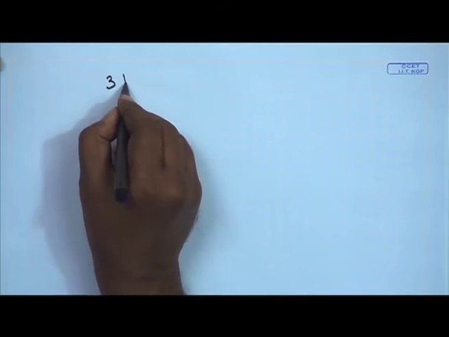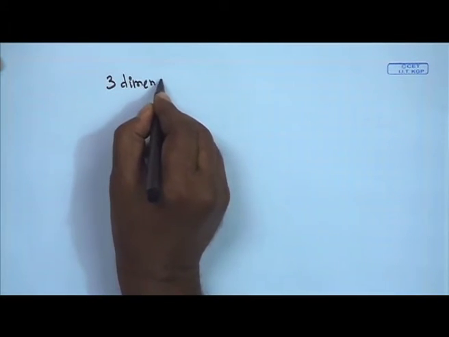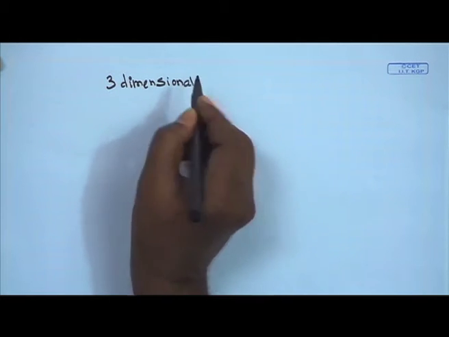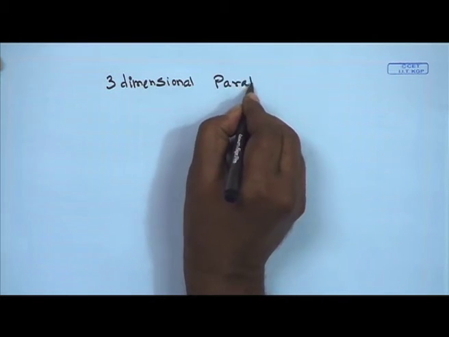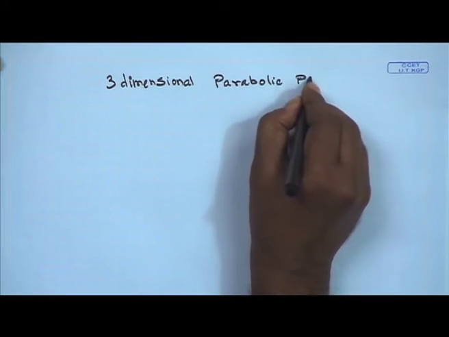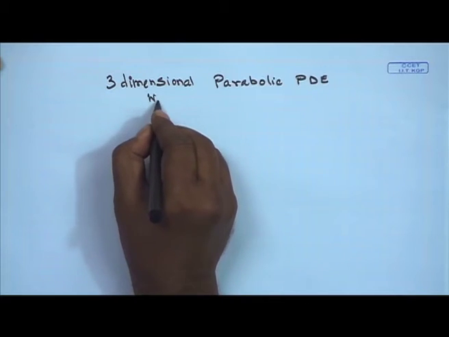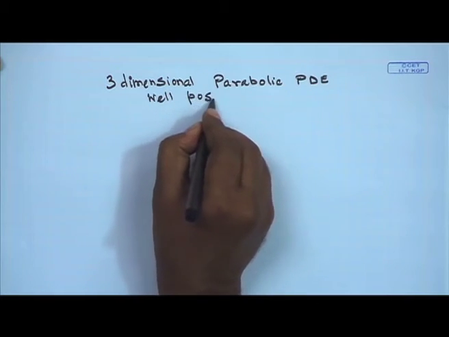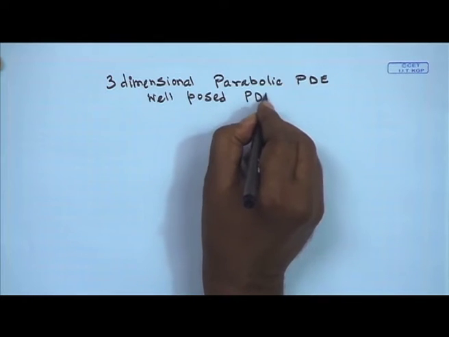Now, in today's class we will be finishing it and see how the solution will evolve using separation of variable, and after that we will be looking at a four-dimensional problem. Okay. So, let us look into a three-dimensional parabolic PDE, but which is a well posed PDE as well.